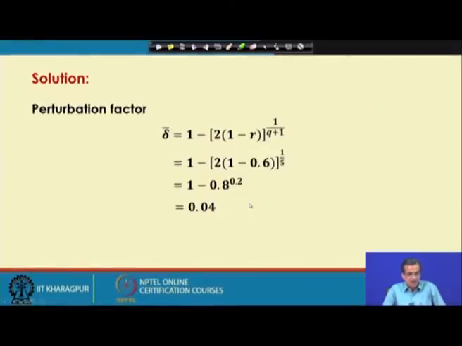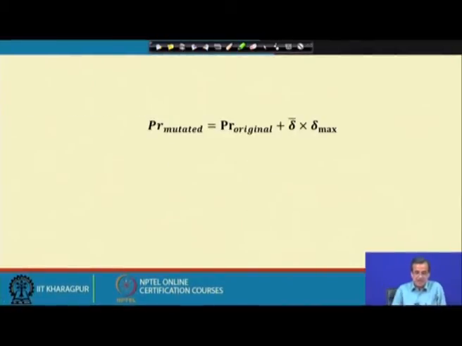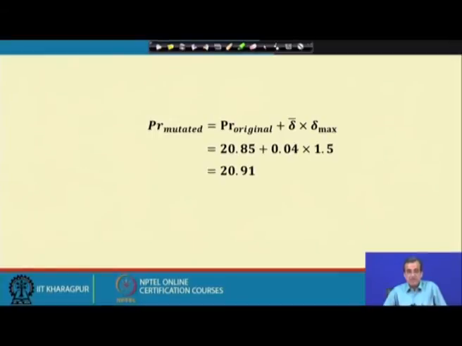And once you have the value for delta bar, I can find out P r mutated, which is equal to P r original plus delta bar multiplied by delta max. All the numerical values are known, and if you substitute, I will get the mutated solution, that is 20.91. This is how real coded GA works.